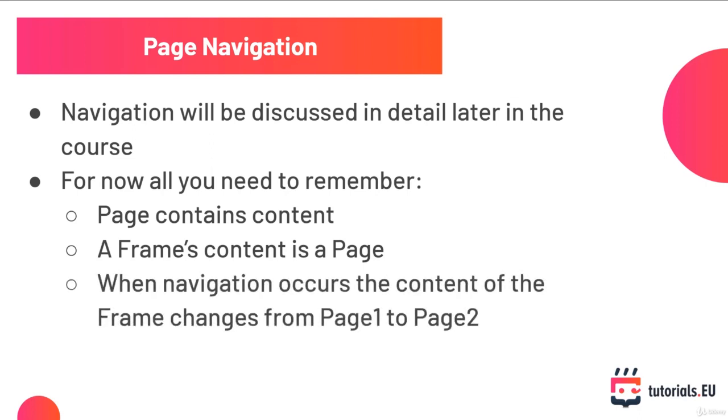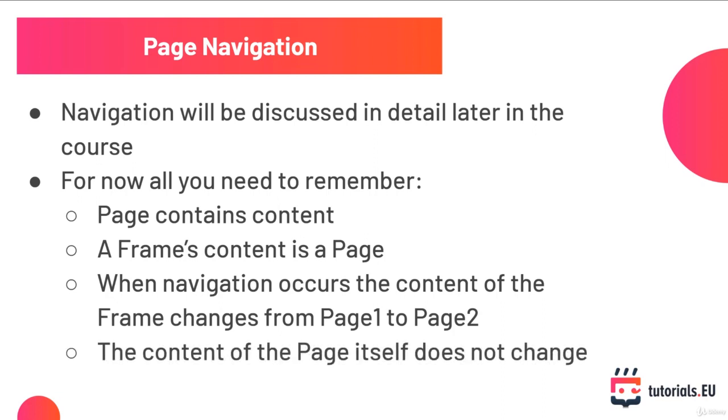And when navigation occurs, the content of the frame changes from page 1 to page 2. The content of the page itself does not change. So you don't have to readjust the page or whatever. You just have a separate page which shows the contents that you want to display whenever you navigate to a different page. So you don't have to change the content of page 1. If you want to display something else, you would just go to page 2, for example. Of course, it depends on your particular case, but usually that's what you would do.